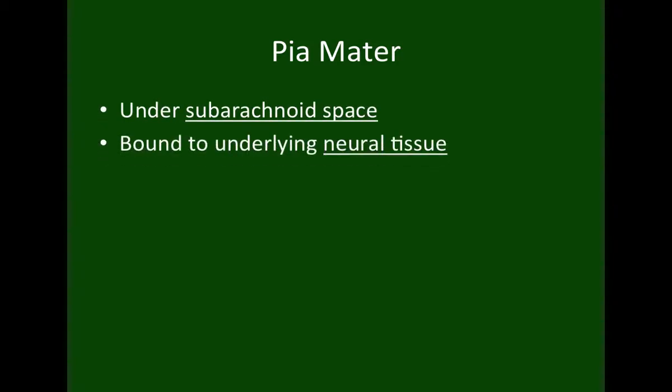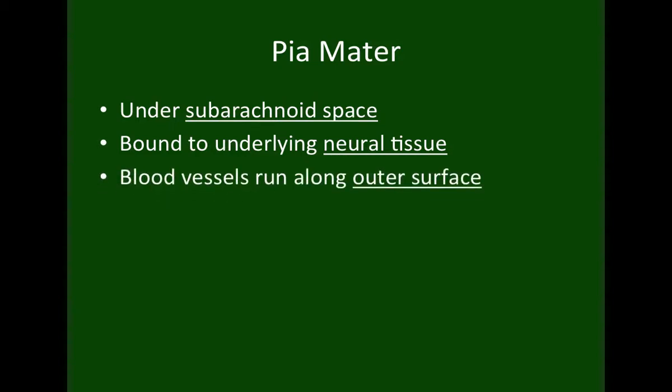The last layer of the meninges is the Pia Mater. The prefix Pia means delicate, so this is technically called the delicate layer. It is underneath the subarachnoid space, and it is almost like vacuum shrink wrapped to the neural tissue. You'll see this is the layer that we're going to need to peel away on the sheep brain, and it can be very, very difficult to do.